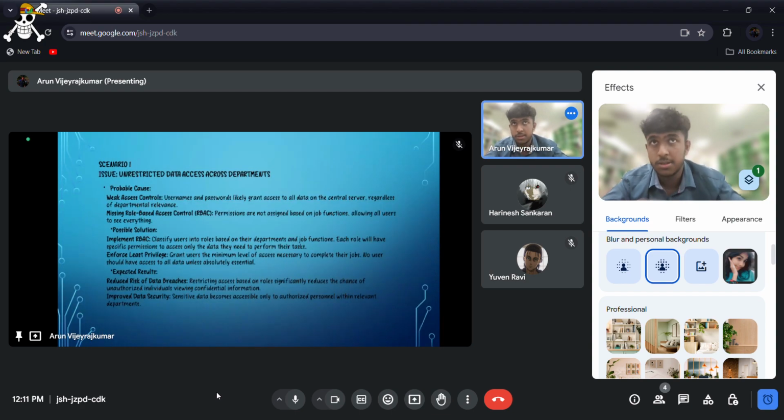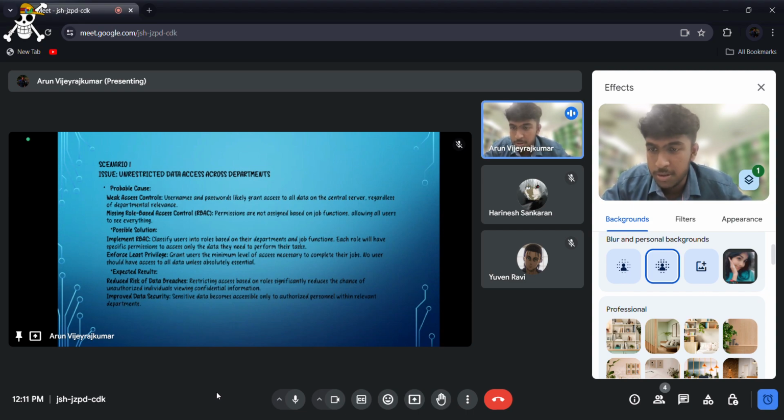In scenario 1, the issue is unrestricted data access across departments. The probable cause is weak access control: username and password likely grant access to all data on the central server, regardless of department relevance. There is missing role-based access control, called RBAC, where permissions are not assigned based on the job function, allowing all the users to see everything.